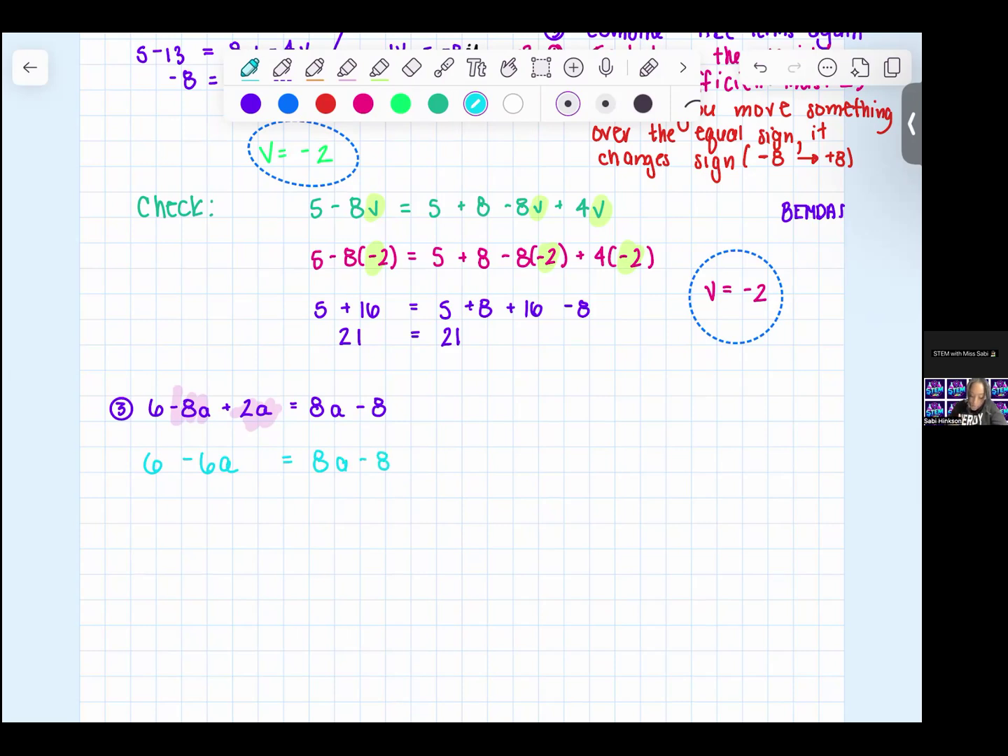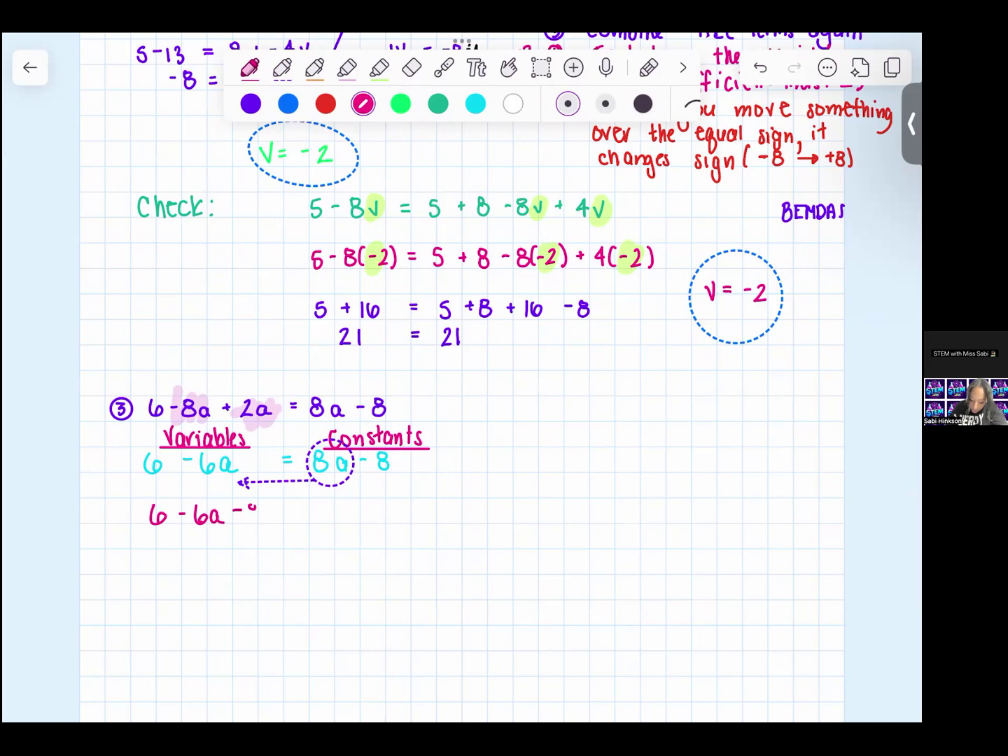Okay, then I'm going to move things around. This time, I'm going to say that I want variables on this side and constants, which are numbers that stand alone, right? No letters. So I want constants here, variables here. Because of that, I'm going to have to move over this positive 8a. So it's going to go over to that side. And when I bring it over, what happens to the sign? It changes signs.